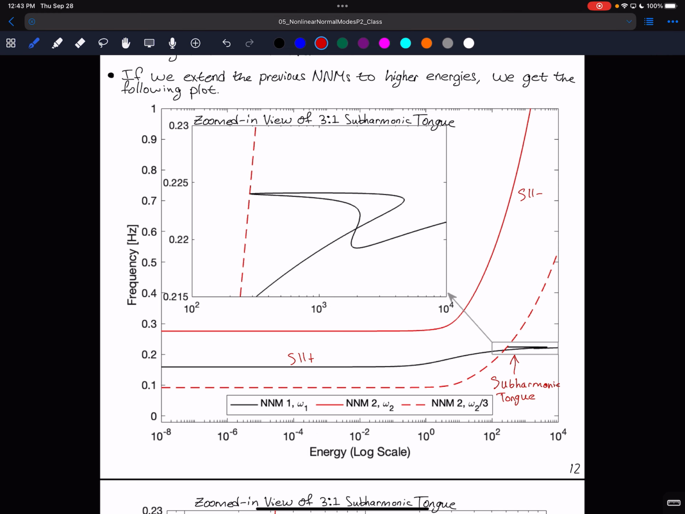If we go to our zoomed in view of the subharmonic tongue, we still have S11 plus in the lower portion of it. And in the upper portion, we end up with what's now 3-1. And so that tells us that up here at least, along this top branch, the first mass is now oscillating at 3 times the frequency that the second mass is oscillating at. And we're going to see that in a moment when we look at the configuration curves, and also when we look at some of the actual periodic solutions.